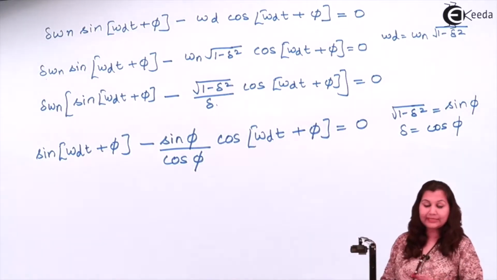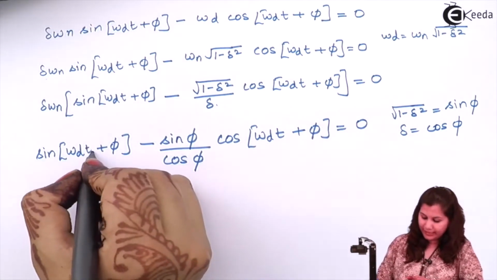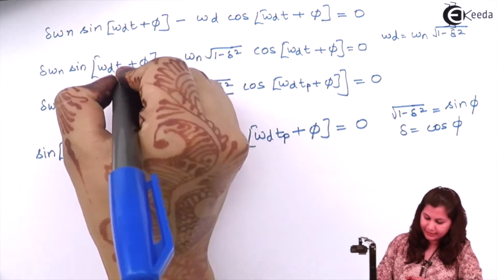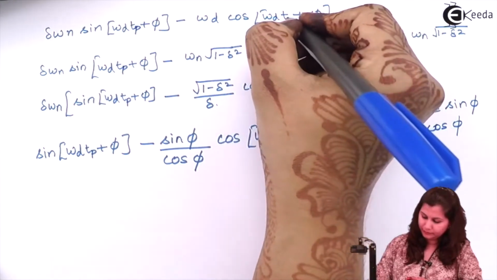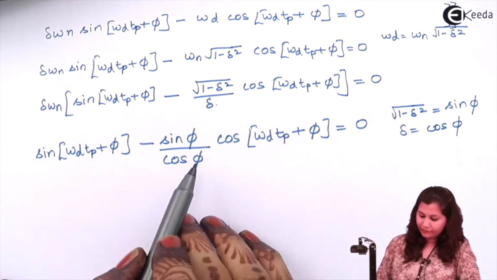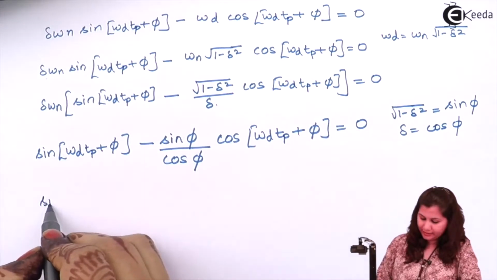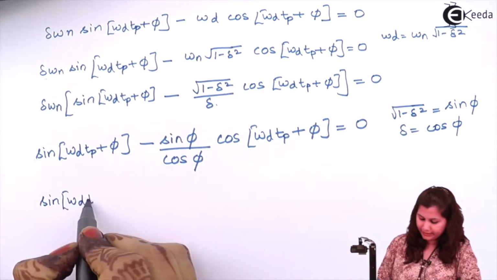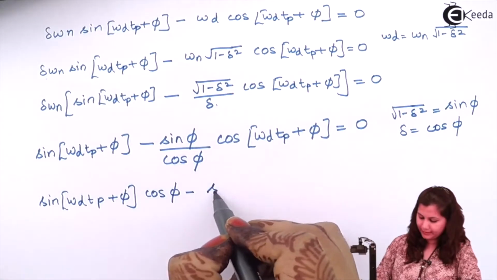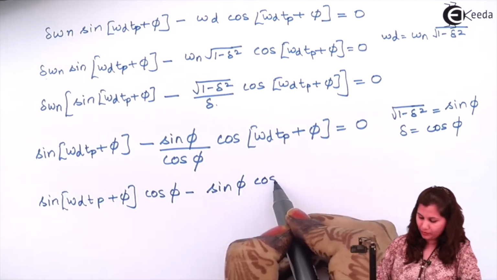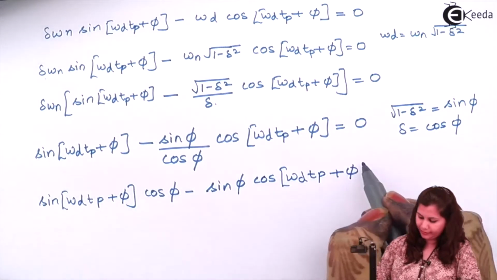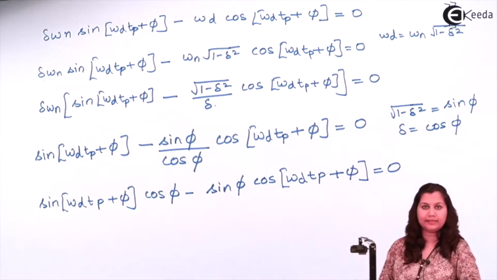Okay. As we are calculating the peak time, this t has been changed to tp. So everywhere write it as tp. Now, if you shift it on this side, we will get sine omega d tp plus phi cos phi minus sine phi cos omega d tp plus phi equals to 0.